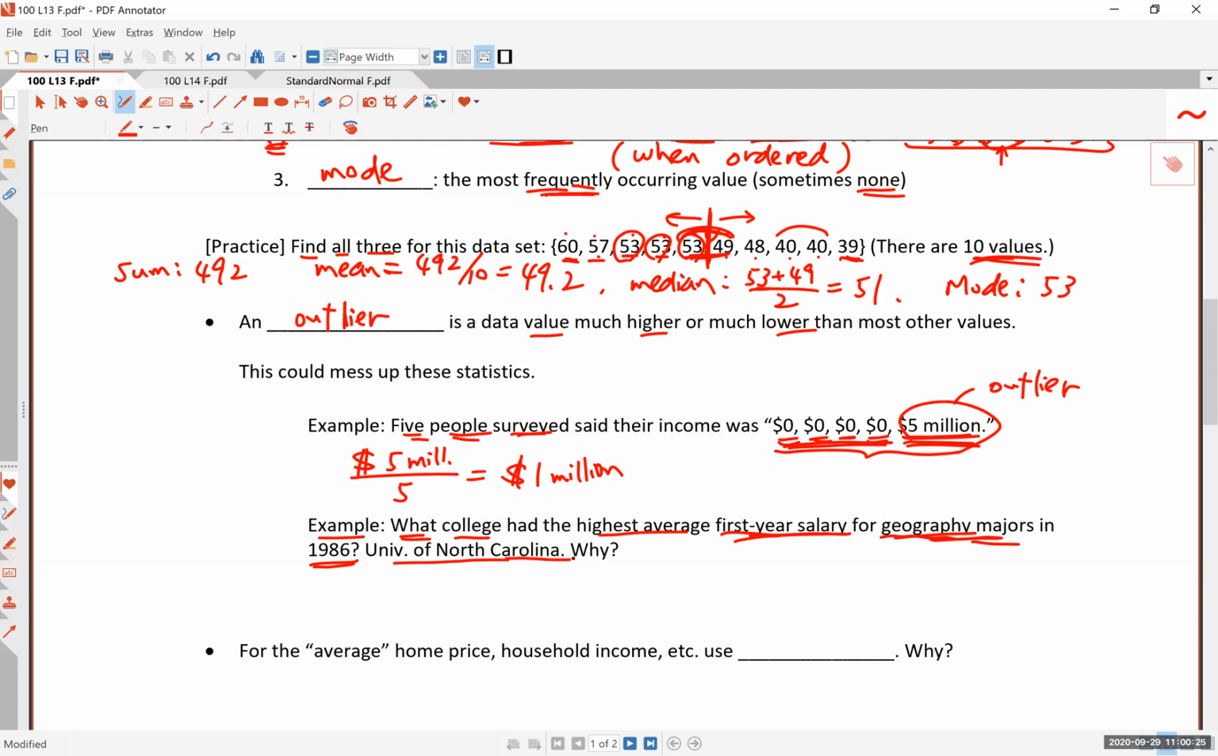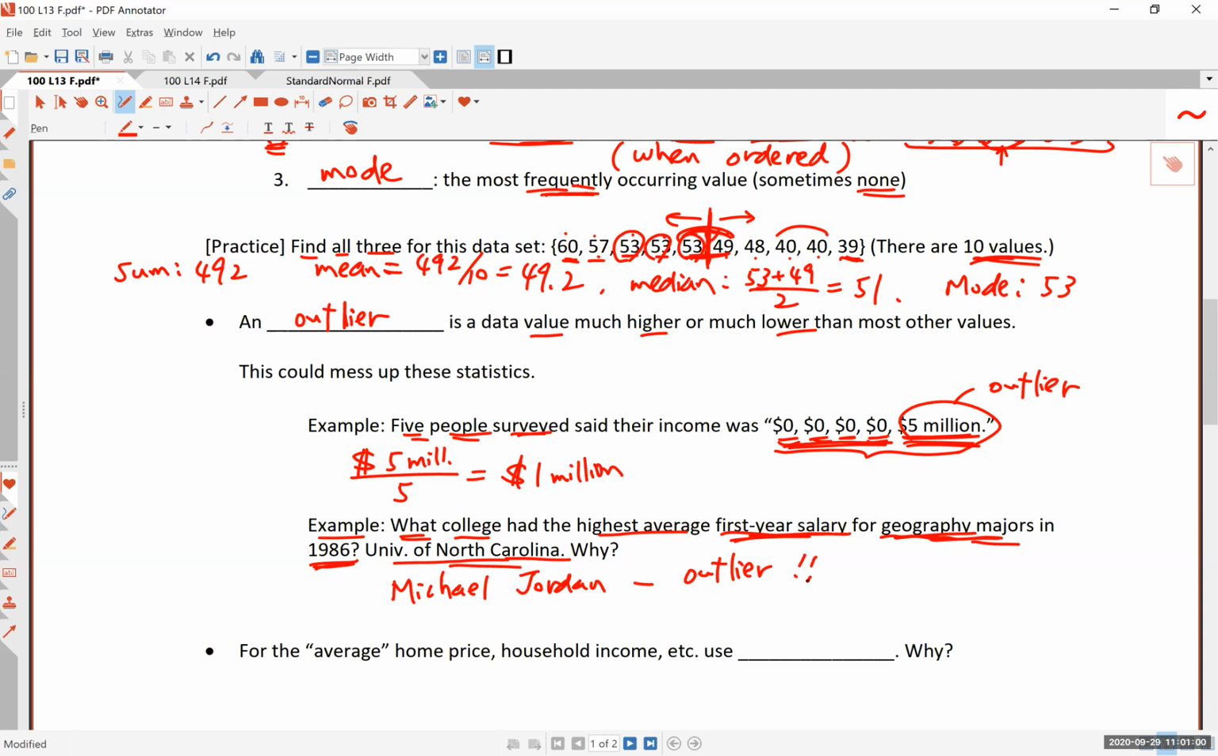Okay, 2 words. They had one graduate who actually graduated with a geography major. His name was Michael, what? Jordan. Okay, so Michael Jordan actually graduated and got a degree in geography from the University of North Carolina, Chapel Hill in 1986. And his first year salary was tremendously high. I don't know exactly how much the Chicago Bulls paid him, but he made tons of money in that first year. And that was the outlier, right?